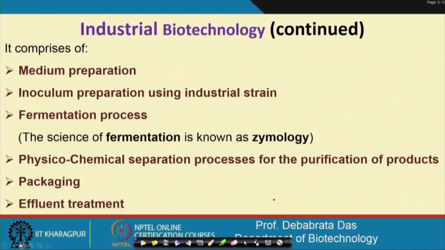Now, industrial biotechnology comprises different steps. As for example, if you look, the first is the medium preparation unit. This medium preparation unit appears to be very important as far as any microbial fermentation process is concerned. Now, media comprises different components. It comprises a carbon source, a nitrogen source, and also minerals and vitamins.